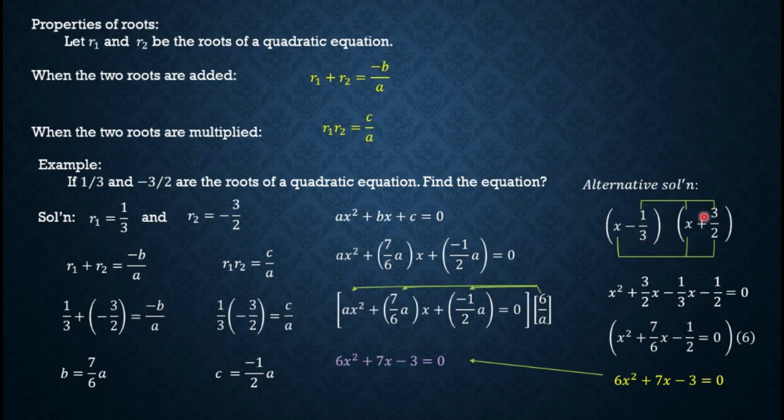Negative 1/3 times 3 over 2 is equal to 1/2. Then, equate to 0. To cancel out the fraction, we multiply both terms by 6. So, 6 times x squared is 6x squared. 6 times 7 over 6x is equal to 7x. 6 times negative 1/2 is equal to negative 3. 6 times 0 is equal to 0. So, we have the same answer equations.